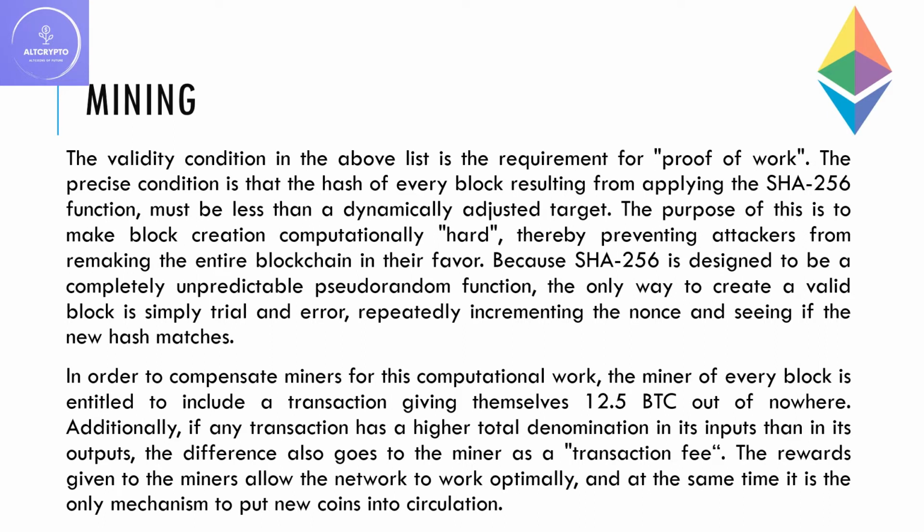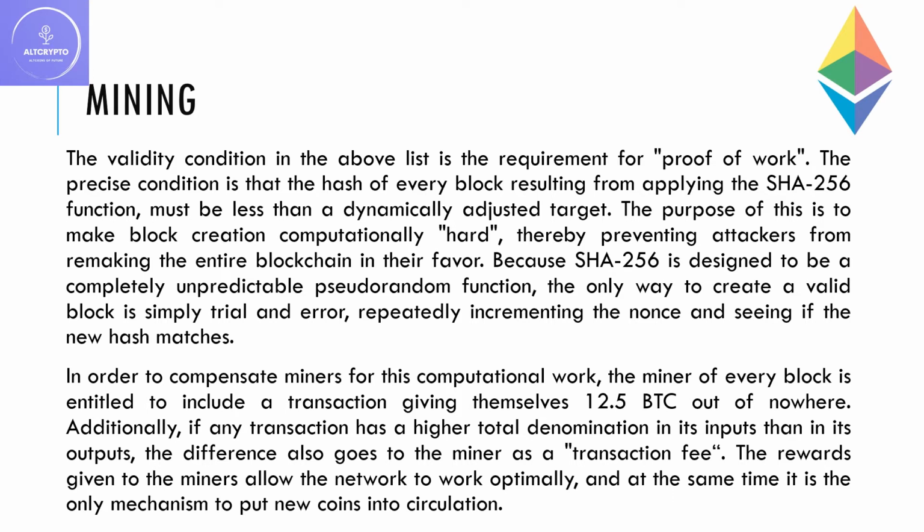The validity condition in the above list is the requirement for proof of work. The precise condition is that the hash of every block, resulting from applying the SHA-256 function, must be less than a dynamically adjusted target. The purpose of this is to make block creation computationally hard, thereby preventing attackers from remaking the entire blockchain in their favor. Because SHA-256 is designed to be a completely unpredictable pseudo-random function, the only way to create a valid block is simply trial and error, repeatedly incrementing the nonce and seeing if the new hash matches.